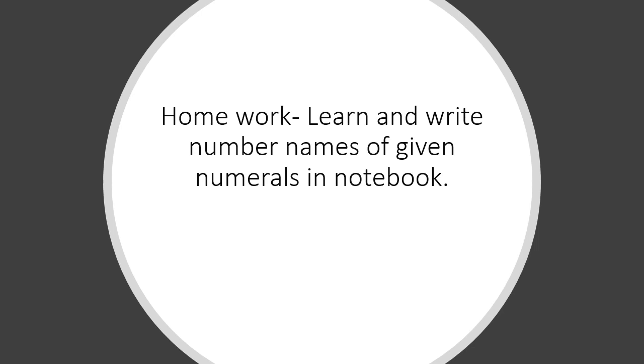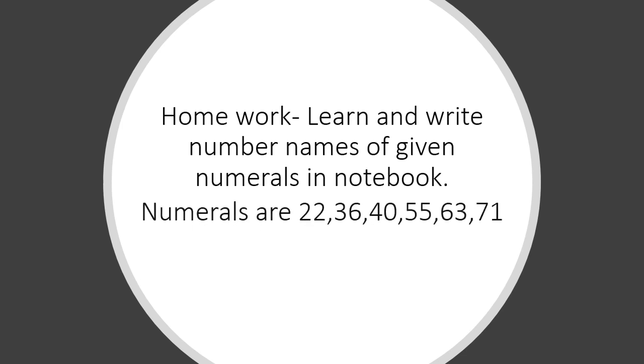Understood beta? Today's homework, beta, you have to learn and write number names of given numerals in your notebook. What are the numerals? They are 22, 36, 40, 55, 63, 71, 84, 69, 97 and 99. You have to write the numerals on one side and their number names on the other side. Okay beta.